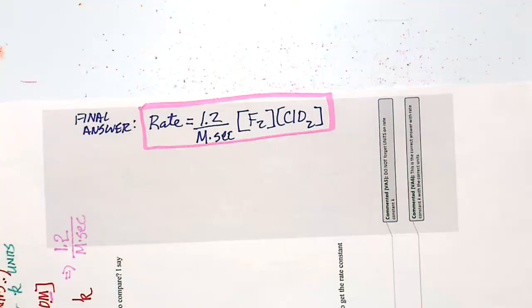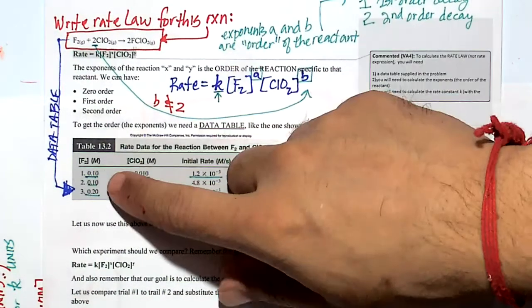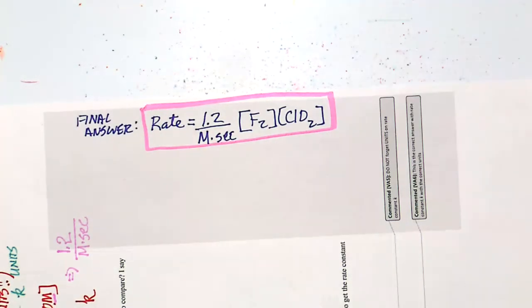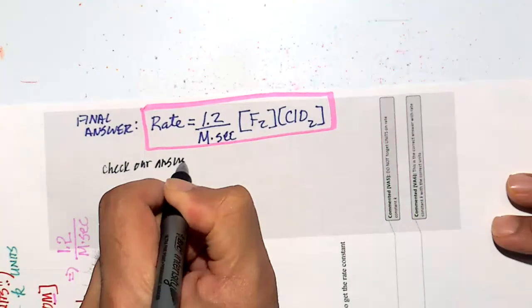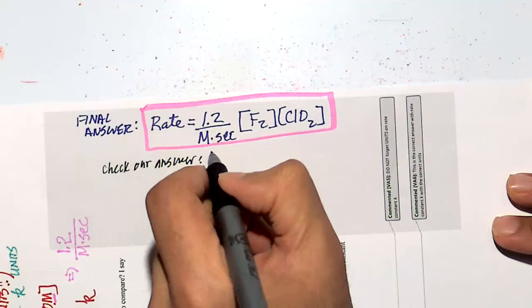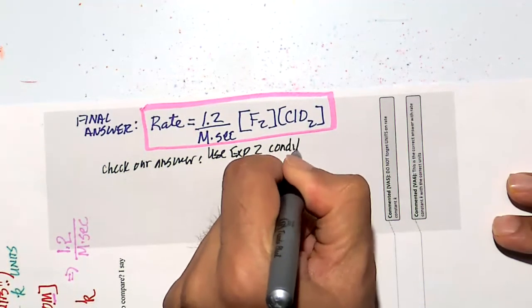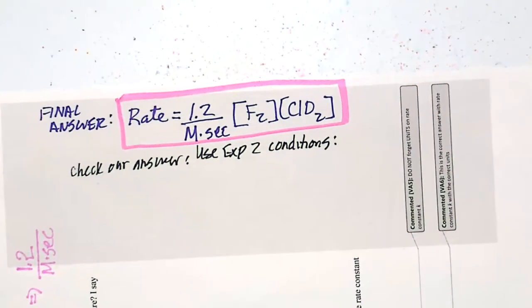The last 1 or 2 minutes or so, I'll ask Connor, all right, here's our final answer. Can you give me a number, experiment 1, 2, or 3? Anyone? 1, 2, or 3. Don't use 1 because you used 1 before. 2. All right, so I'm going to check my answer. Everyone should get this right on an exam. Check our answer. Connor says use experiment 2 conditions.